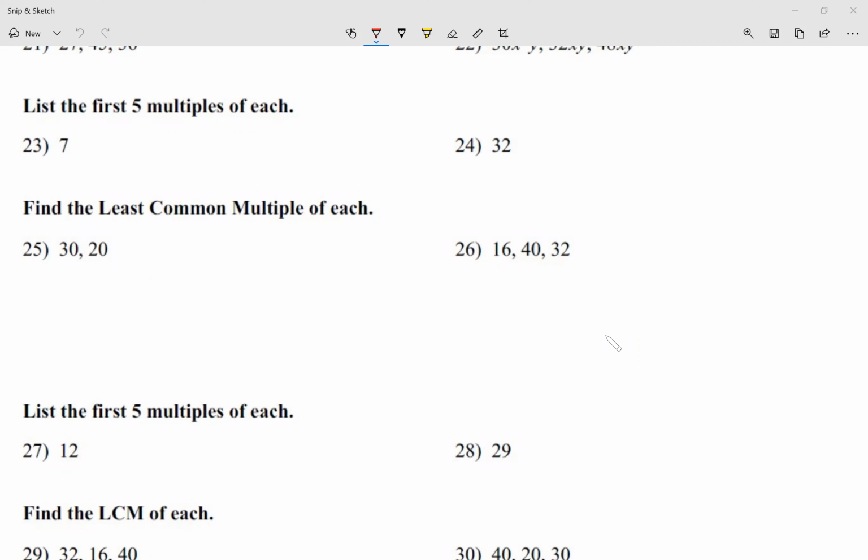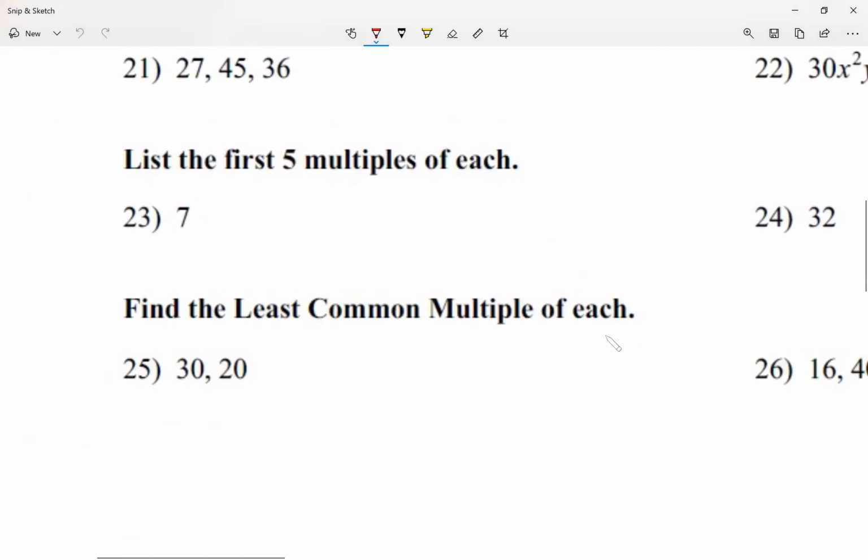So looking at, for example, number 23, I'm asking list the first 5 multiples of each. So I want to know what's the multiples of 7. What I'm asking in reality is what's 7 times 1, 7 times 2, 7 times 3, times 4, times 5. Okay, so multiples is basically the multiplication because it's a never-ending list. I could go as far as I need to go, but that's why I'm going to limit to only the first 5. So 7 times 1 is 7, right?